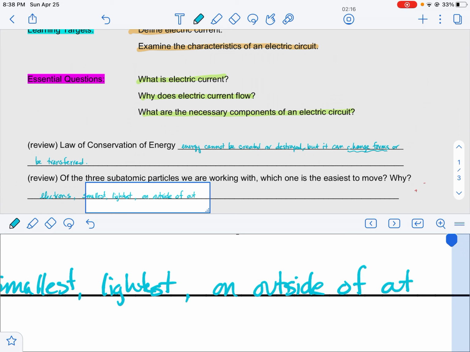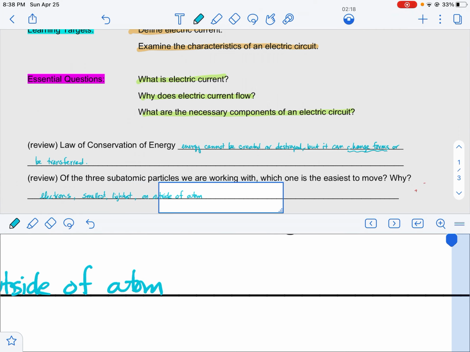of the atom. So remember, our atom looks like this, with protons and neutrons in the middle and electrons on the outside. So they're the smallest, the lightest, and they're already on the edge of the atom.